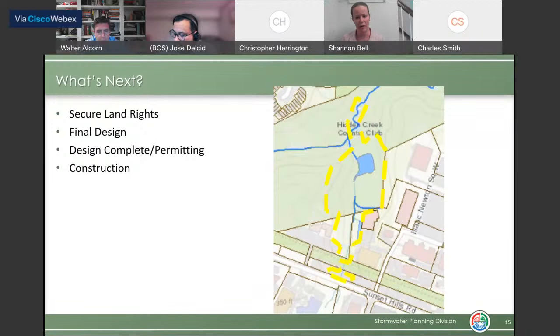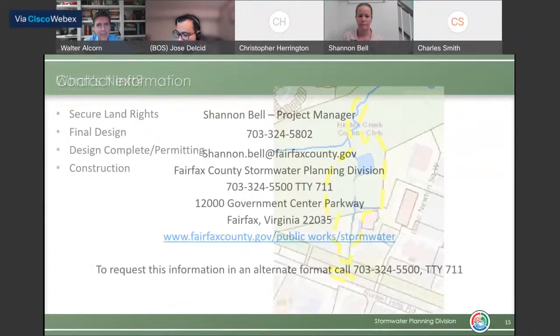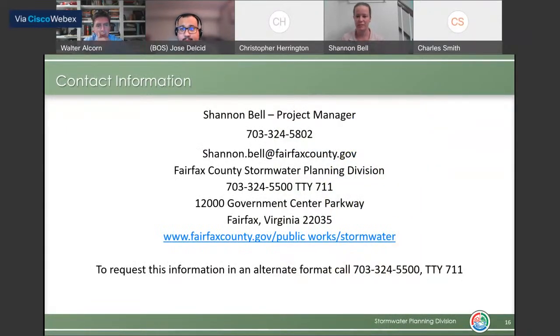We're right now at our 95% design. So what we have is pretty much ready, but we just have a couple minor tweaks to make, and then we'll be able to complete our design, and then we'll need to finish our permitting process so we can get all the required permits for construction, and then we will start construction. So that's what I have. If you guys have any questions, please let me know.